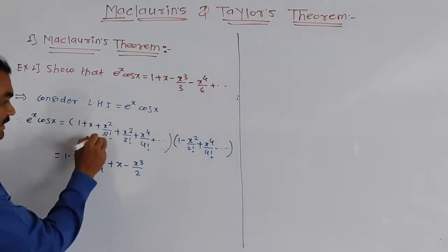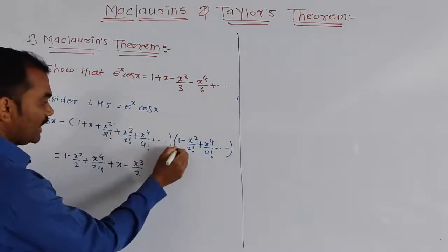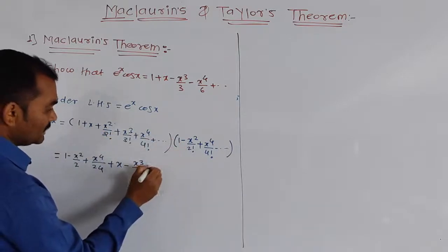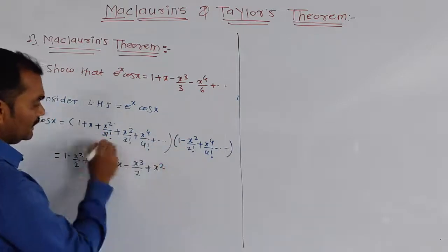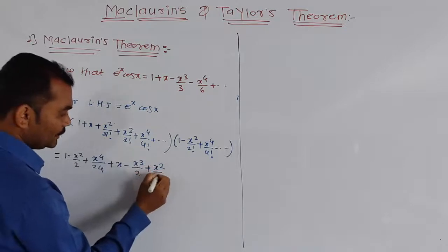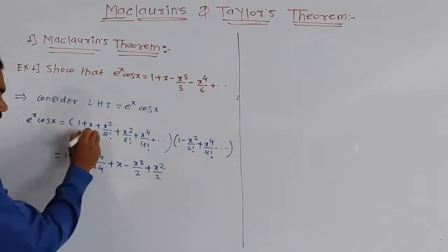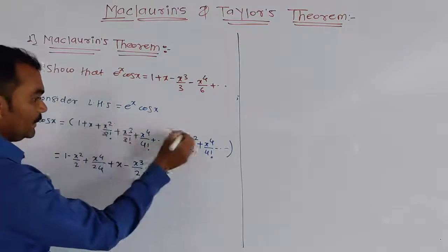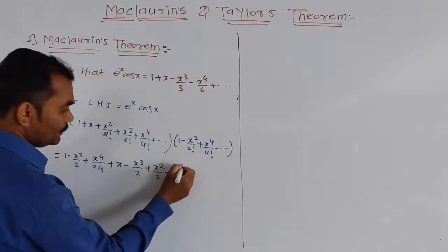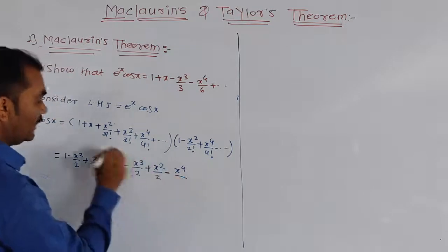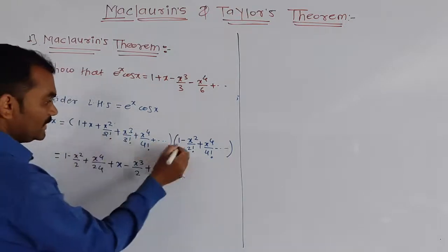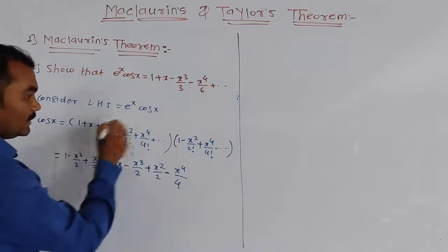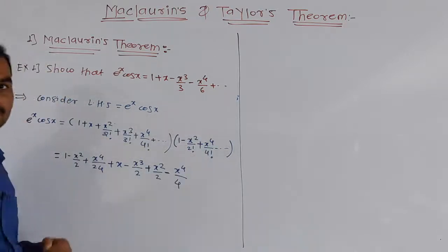Then multiply this x square upon 2 factorial to this bracket. x square into 1 gives plus x square divided by 2 factorial, that is 2. Then this into this gives minus x square into x square, this is x raised to 4 divided by 2 factorial is 2, and this is 2 into 2, 4.